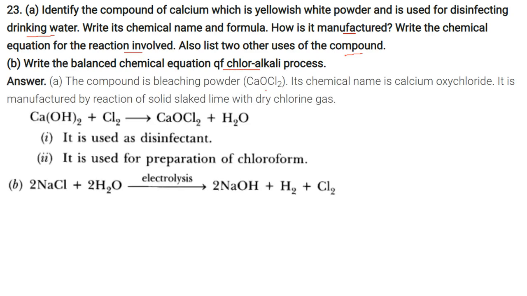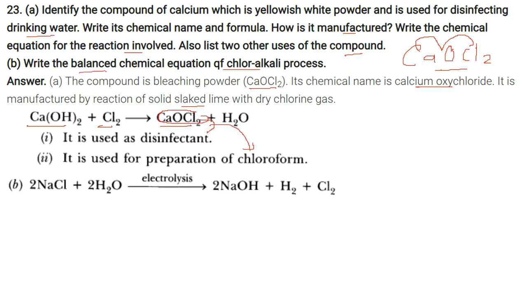So the compound is CaOCl2. Now this is bleaching powder. The chemical name is calcium oxychloride. It is manufactured by the reaction of solid slaked lime with dry chlorine gas. So this is calcium hydroxide, slaked lime, combined with chlorine gas. This gives you calcium oxychloride, which is bleaching powder. This is used as a disinfectant and in the preparation of chloroform.